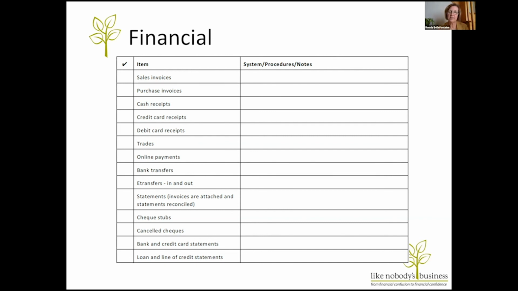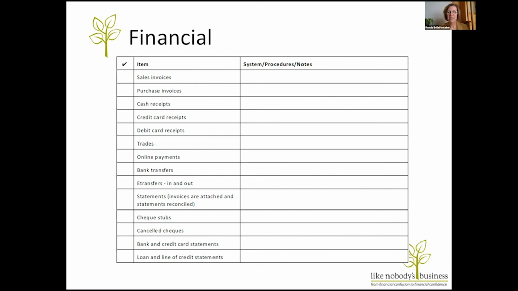Even if it's as simple as someone taking a picture with their phone every time they purchase something with a debit or a credit card or with cash. So if that piece of paper is lost, you still have the document somewhere.